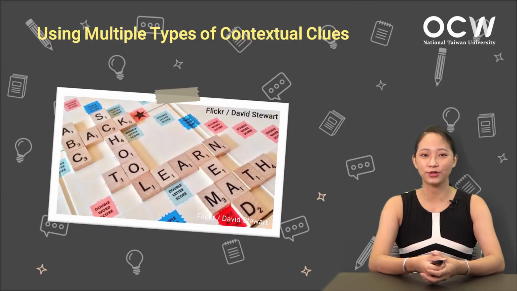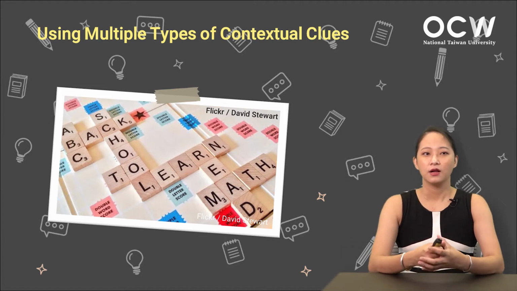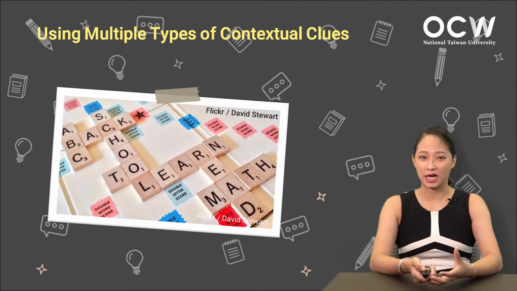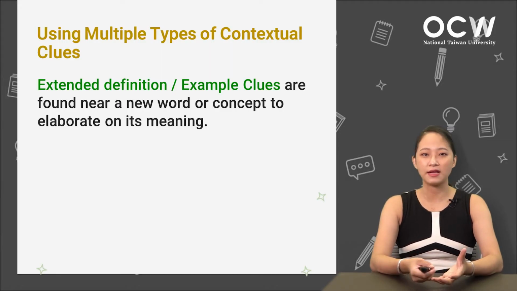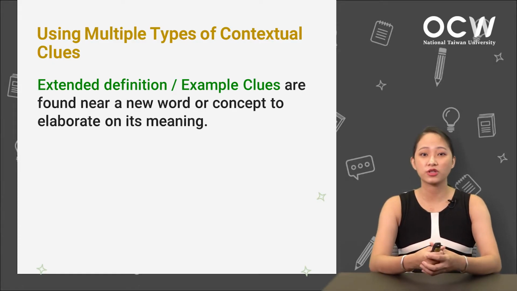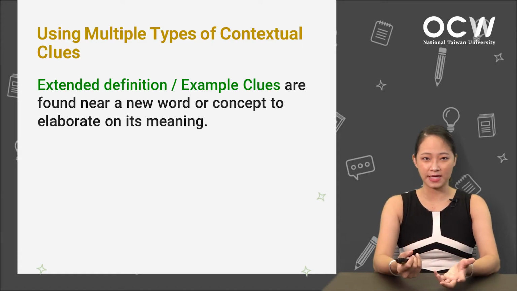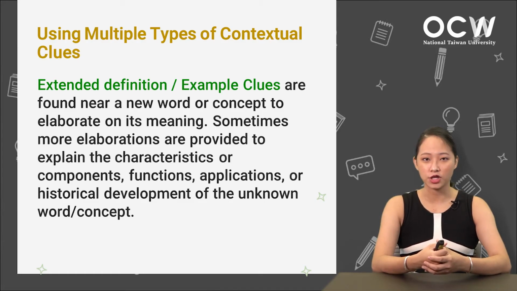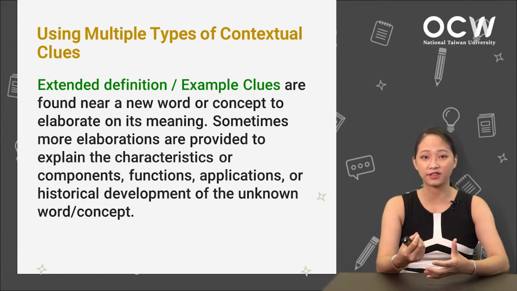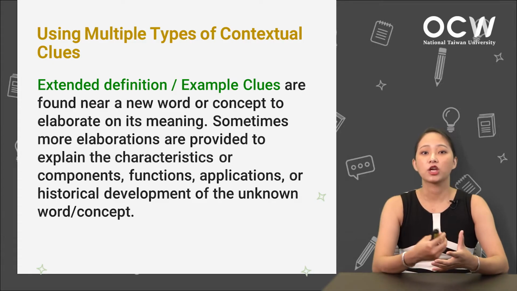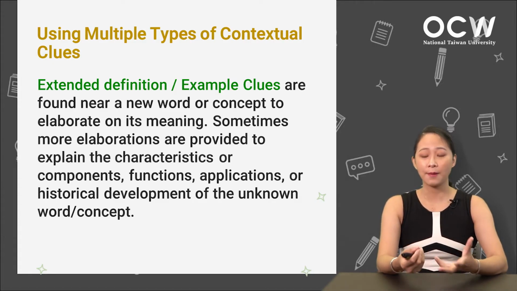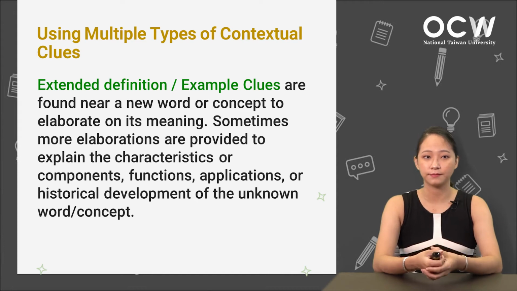Now we're going to look at the third type of context clue, which is multiple types of context clues. So when we talk about using multiple types of context clues, what we're talking about is the extended definition or the example clues. Now, these clues are usually found near the new word or the concept. The point of that is to elaborate its meaning. Sometimes these elaborations are provided to explain or expand the meaning of that word. It could also be talking about its functions, applications, or historical developments.